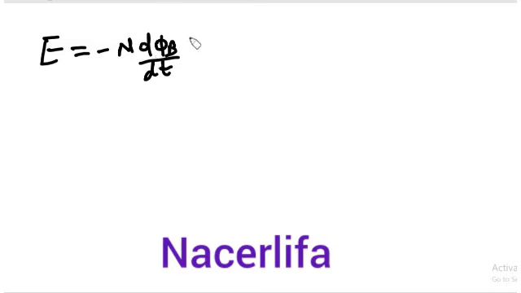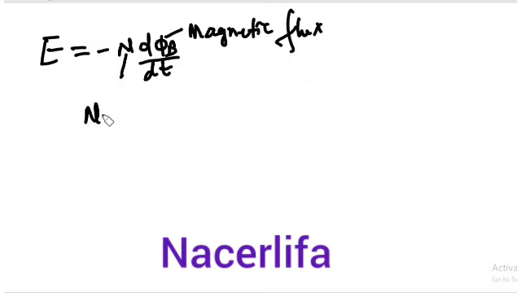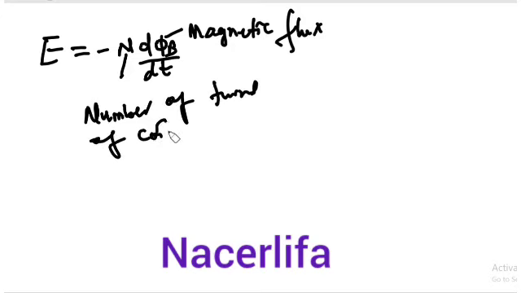From Faraday's law, we know that induced EMF equals minus N d phi B upon dt. This is usually regarded as the magnetic flux. This is the number of turns of coil. And this is time. So this is the induced EMF.